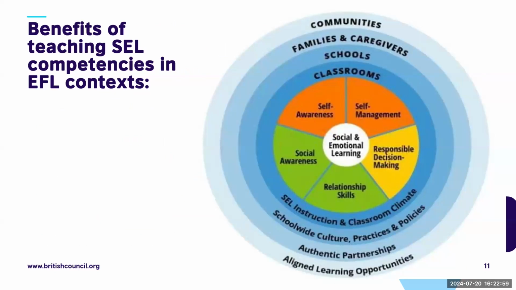Okay, the CASEL model is still on this wheel. It shows the part played by different stakeholders in helping learners improve. From the outer shell, we have the role played by the community. If the community provides structures that align with learning opportunities, we see that the students perform well. The second part is the family and caregivers. If they provide authentic partnerships, it will affect the output of learners.